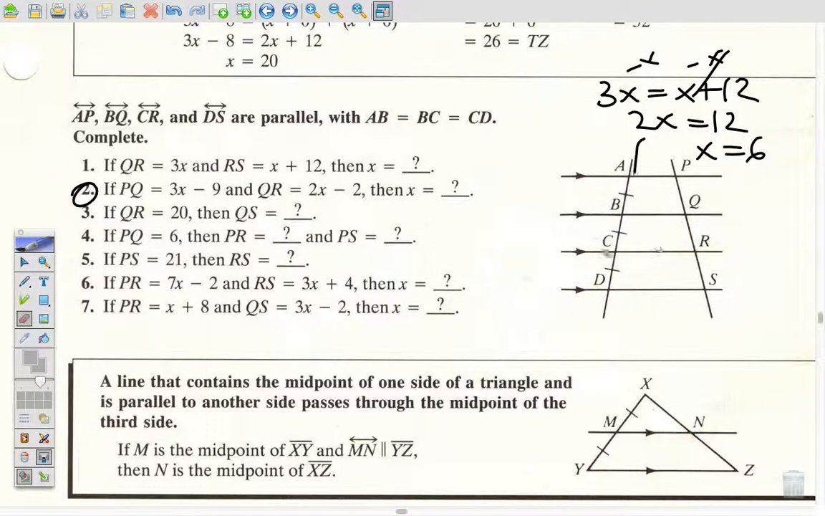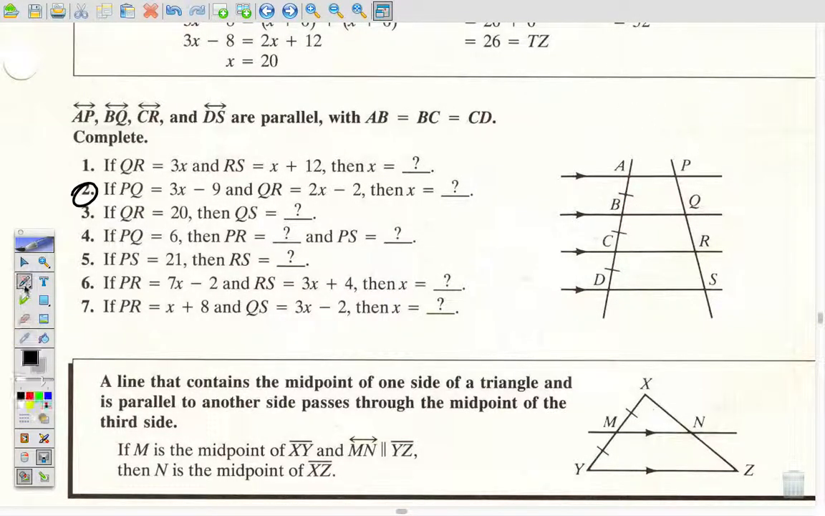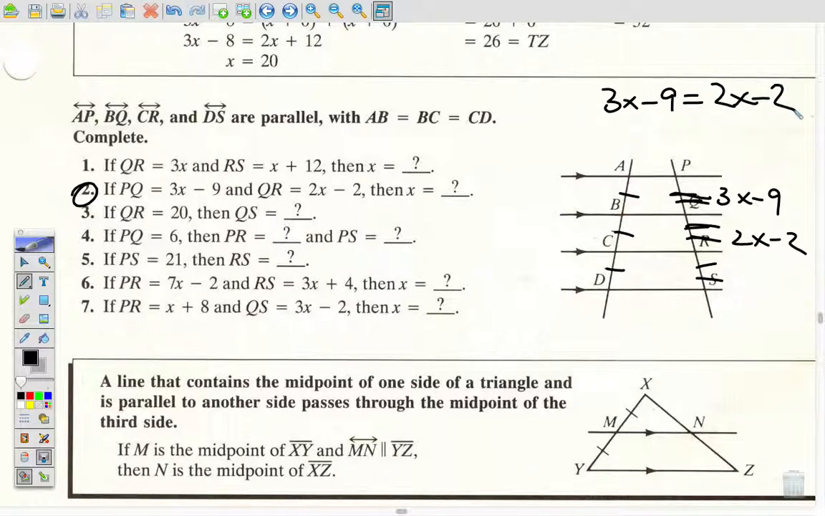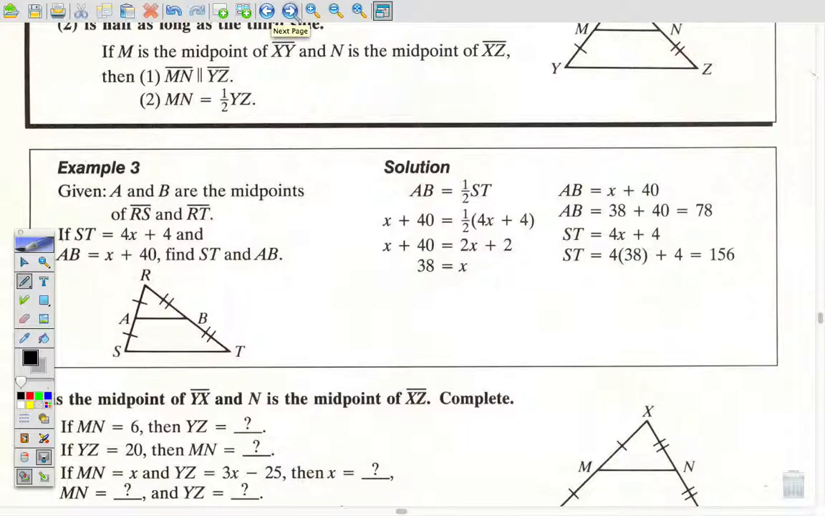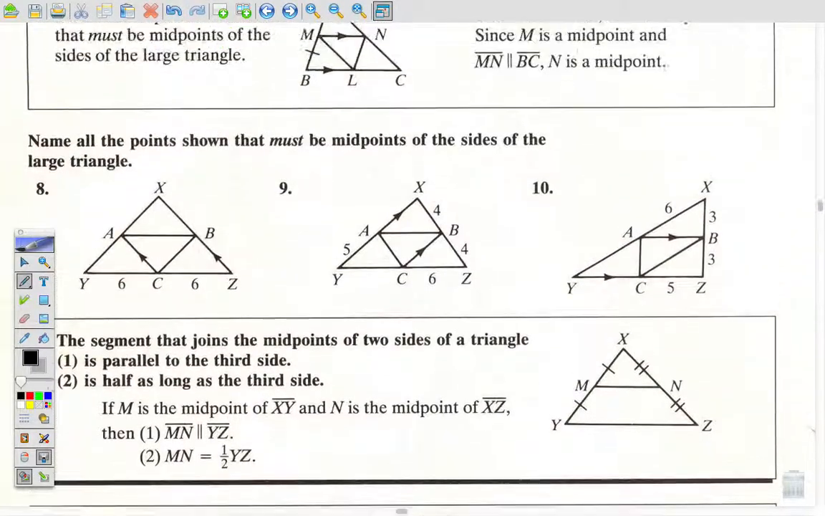So read number 2 as I set this up. So again, we know that these parts are equal, and I know that these segments are equal. Right, number 2, if PQ is 3x minus 9, so from P to Q is 3x minus 9. And from Q to R is 2x minus 2. Well, again, this part equals this part, right? So 3x minus 9 equals 2x minus 2. And I can solve it for x then.